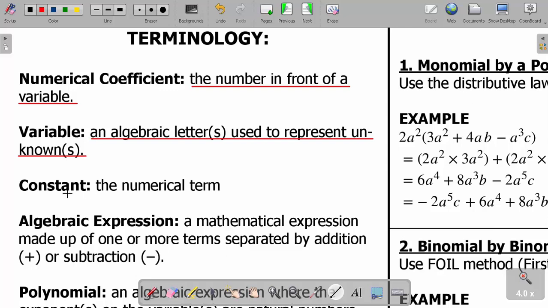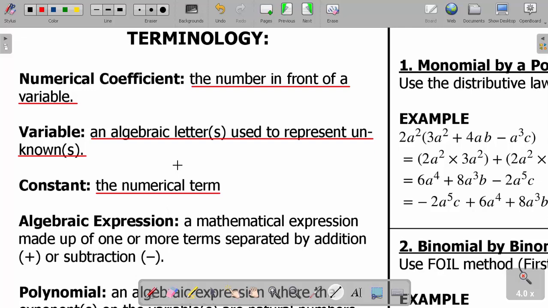Okay, what about a constant? A constant is a numerical term. It's a numerical term. Are we together? So numerical coefficients are the numbers in front of variables. What about variables? They are algebraic letters used to represent unknowns. What about a constant? It's called the numerical term. Are we together? Let me say something here before we proceed so that you understand this better.